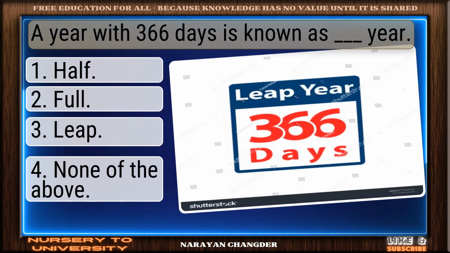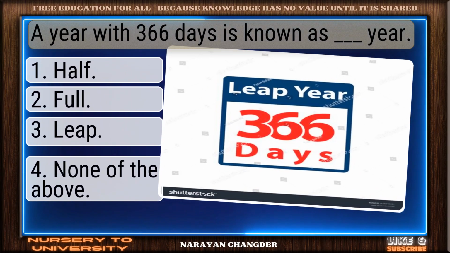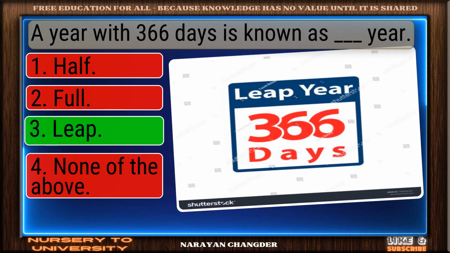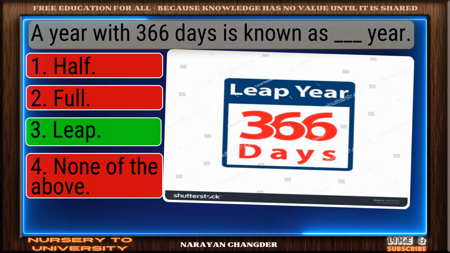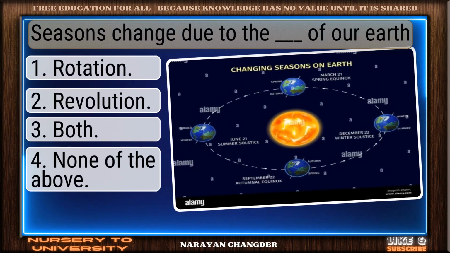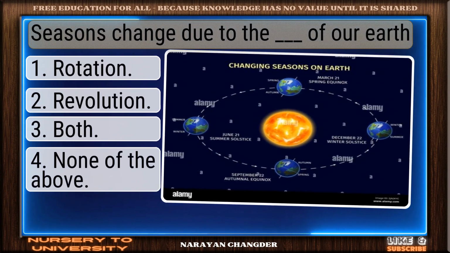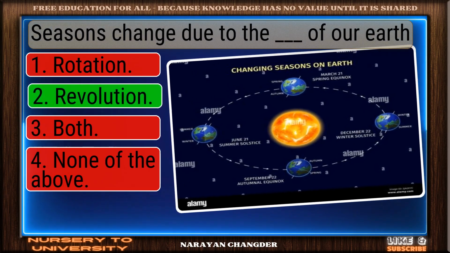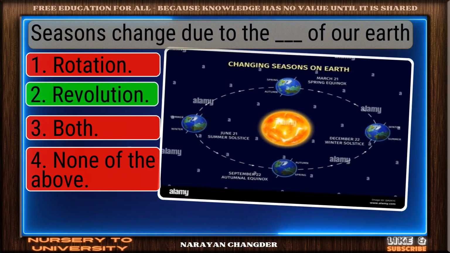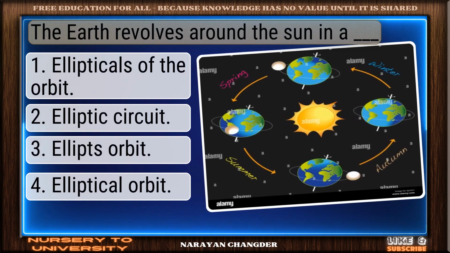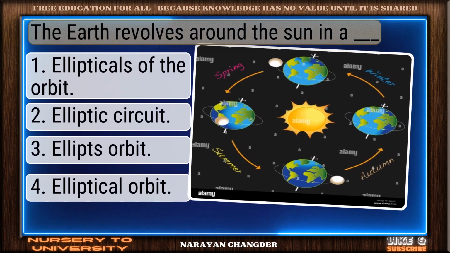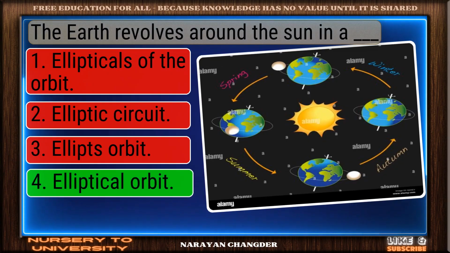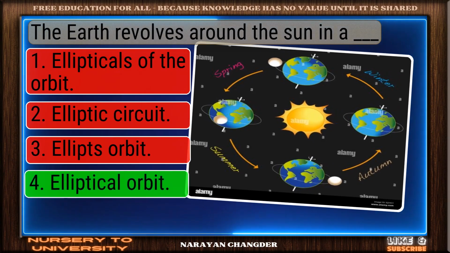A year with 366 days is known as dash year. Right again. Leap is a valid answer. Seasons change due to the dash of our Earth. Solid response. Revolution is a valid choice. The Earth revolves around the Sun in a dash. Great job. Elliptical orbit is the accurate answer.